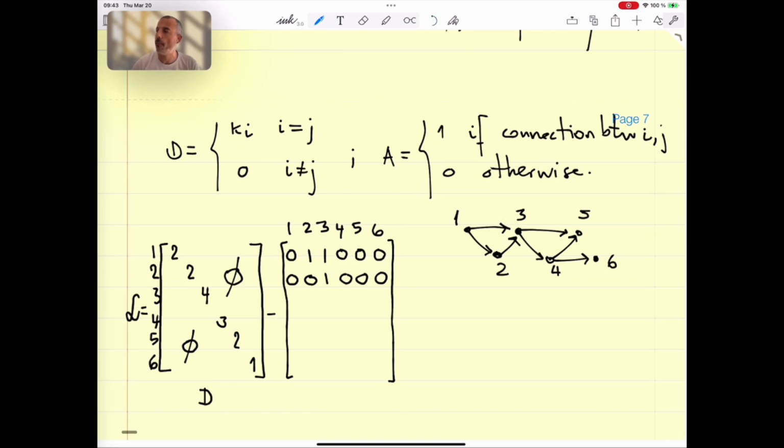No. So that's a 0. Does 3 have a relationship to 2? No. To 3? No. To 4? Yes. To 5? Yes. To 6? No. Does 4 have a relationship to 1? No. To 2? No. To 3? No. To 4? No. To 5? Yes. To 6? Yes. And node number 5 has no outgoing relationship, and neither has 6. Okay?